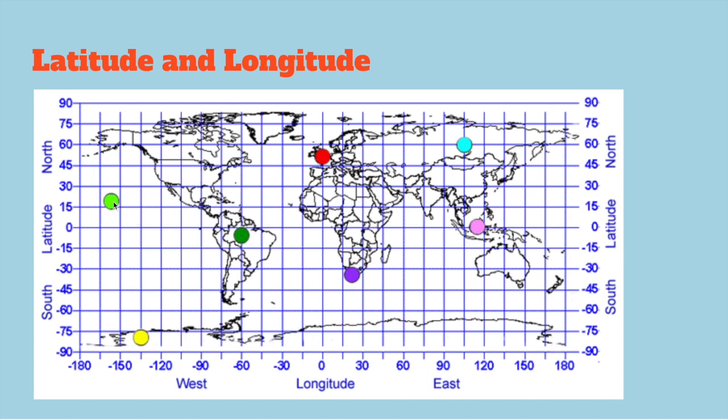If you look at the light green, it's in the middle of nowhere, but that doesn't mean we can't identify the coordinates. It should be around negative 160-ish longitude, and the latitude is around, I guess, 20. So I could say that it's negative 160, comma 20.